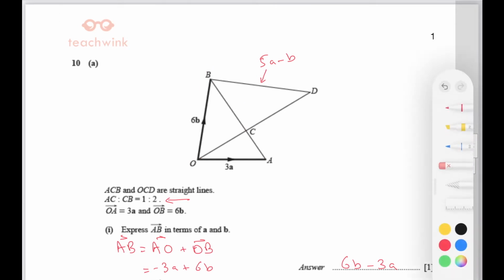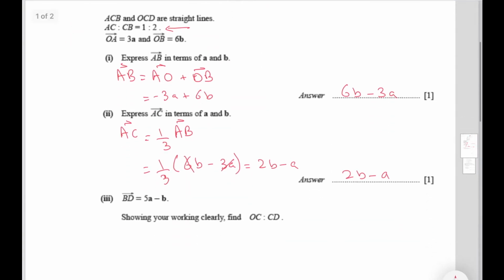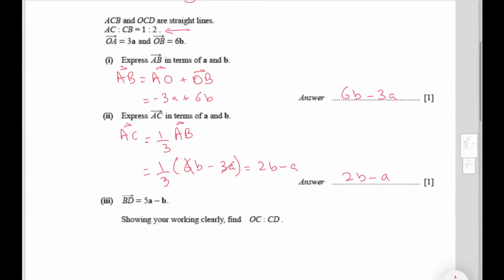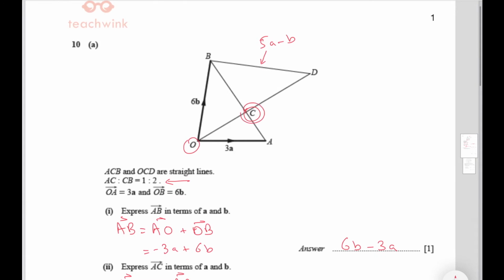The first thing that we need to understand is we are going from O to C, OC, and then we are comparing this to CD. If we try to find out the vector OD, we would need to go from O to B and then from B to D. So first, let's do that.